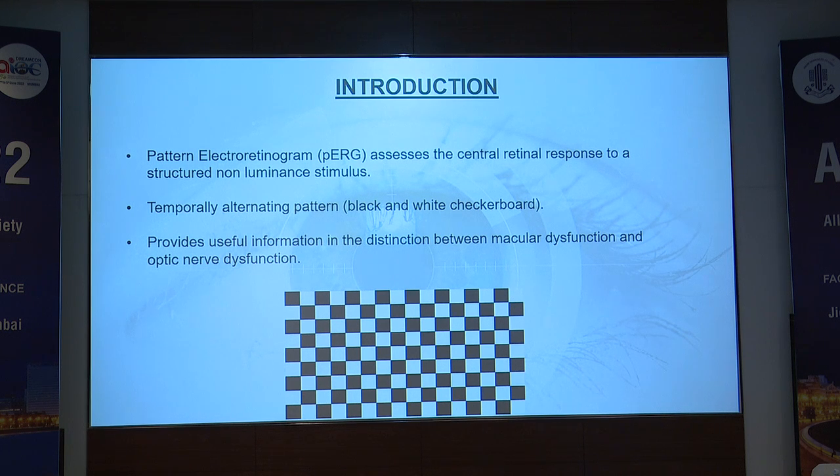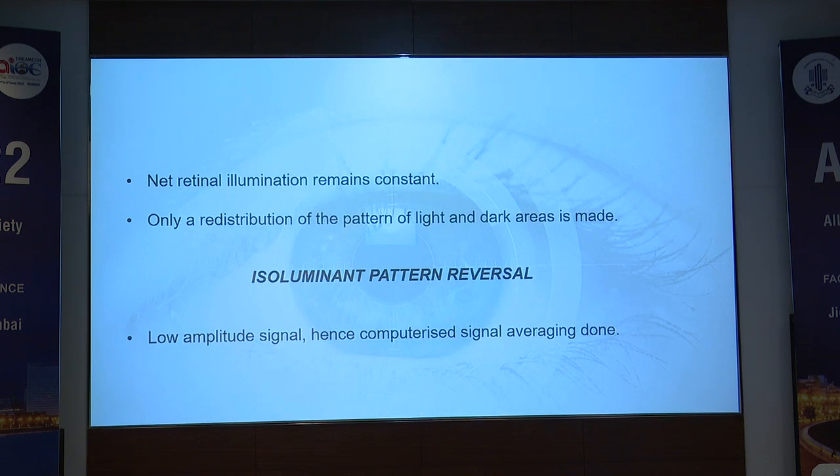So then what exactly is a pattern ERG? It basically is a tool to assess the central retinal response to a structured non-luminance stimulus with the help of a temporally alternating black and white checkerboard pattern, and it is useful to distinguish between maculopathy and neuropathy. In this investigation, the net retinal illumination remains constant. There only is a redistribution of the pattern of the light and dark area, so called the isoluminant pattern reversal.